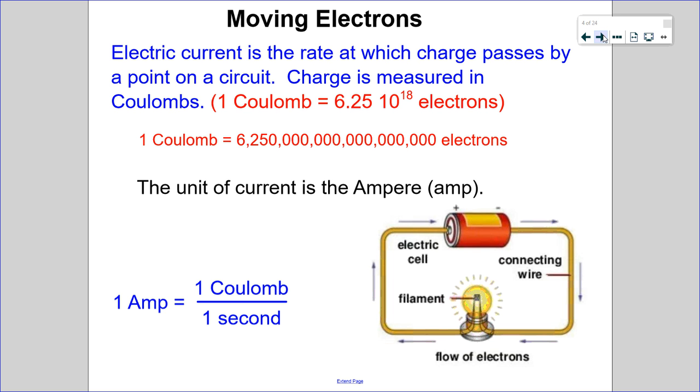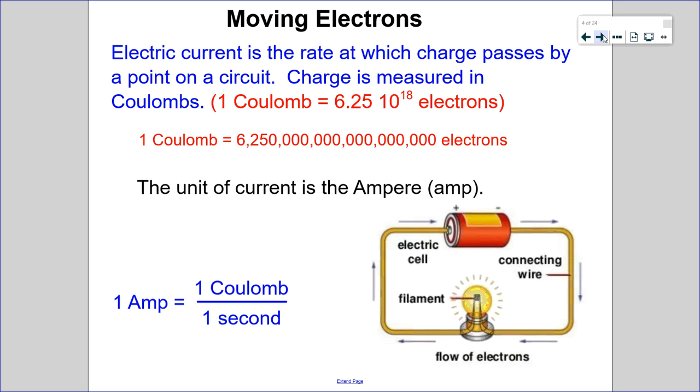Electricity and magnetism are very much intertwined. They're kind of like two sides of the same coin. So to have an understanding of magnetism, we should first have an understanding of electricity. So electric current is the rate at which a charge passes by a point on a circuit.